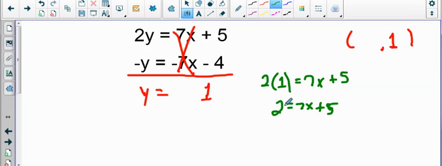I'm going to take 5 away from both sides, or move this 5 over here, and it becomes 2 minus 5. So that's -3 is equal to 7x. And then I'm going to divide 7 out of both sides, and I end up with -3/7 is equal to x. So -3/7 is the x value where those two lines cross. Of course, I really wouldn't have been able to see that very well if I was trying to use graphing. Okay, so that's one example.